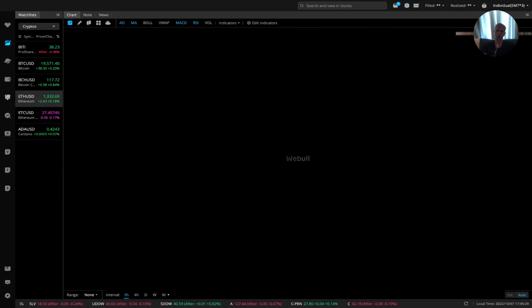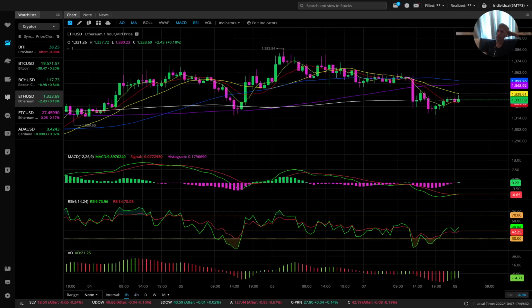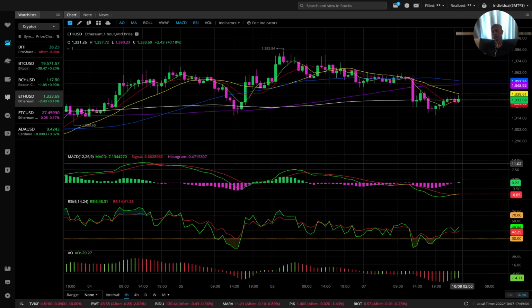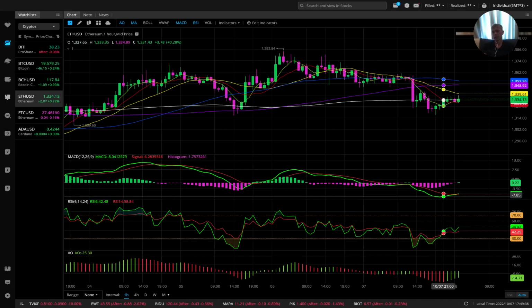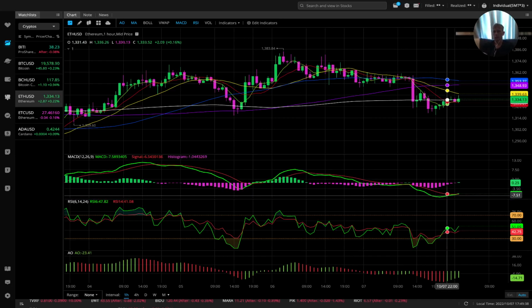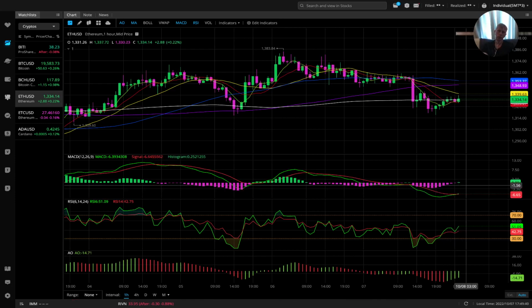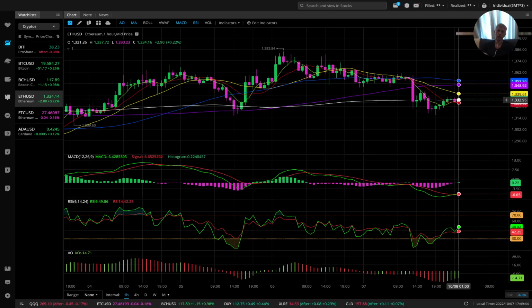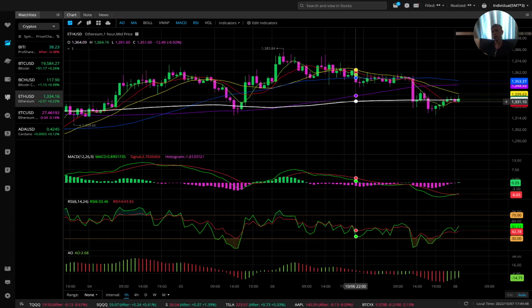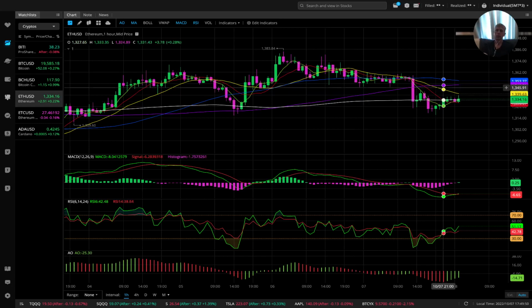Let's move to 1 hour. 1 hour, it is in the bullish trend. MACD just 1 hour ago did a bullish crossover. It wants to go bullish. And the bar is at the MA200. MA200, it wants to go bullish.